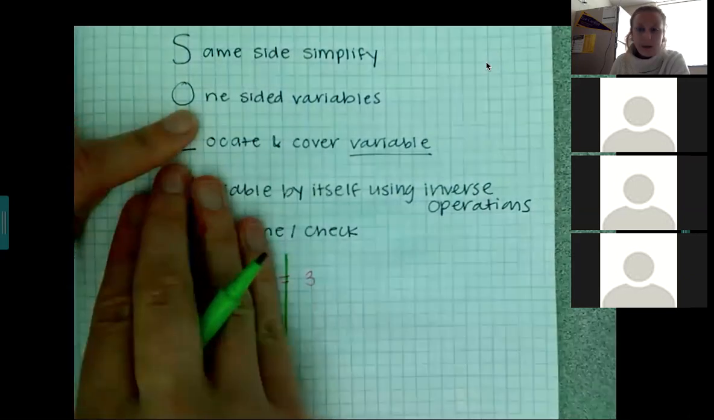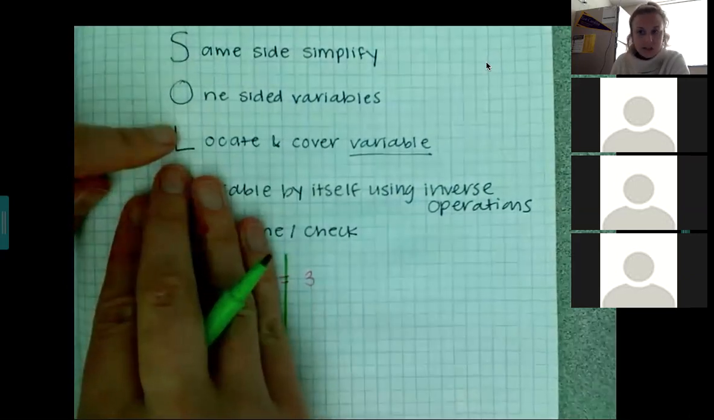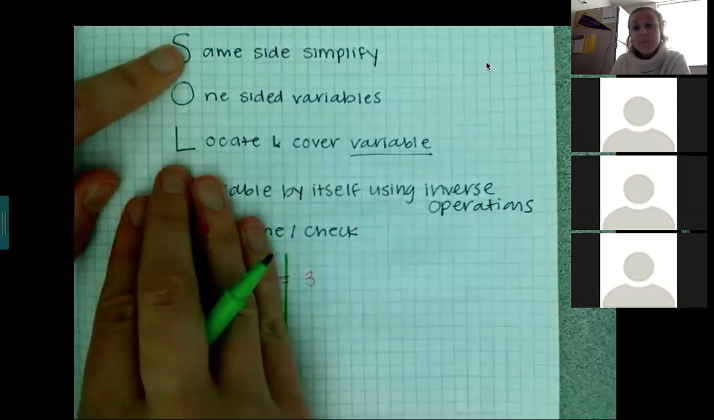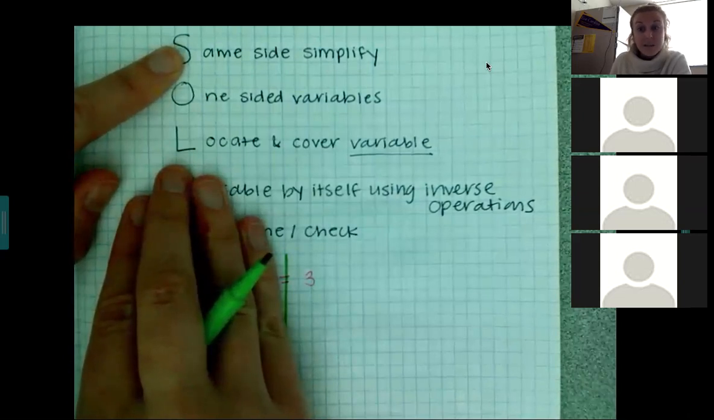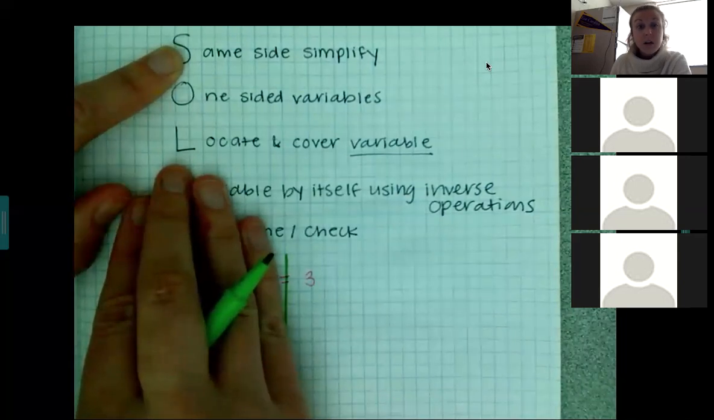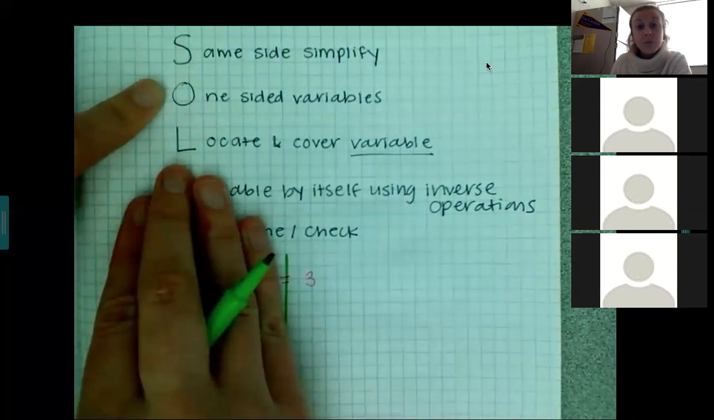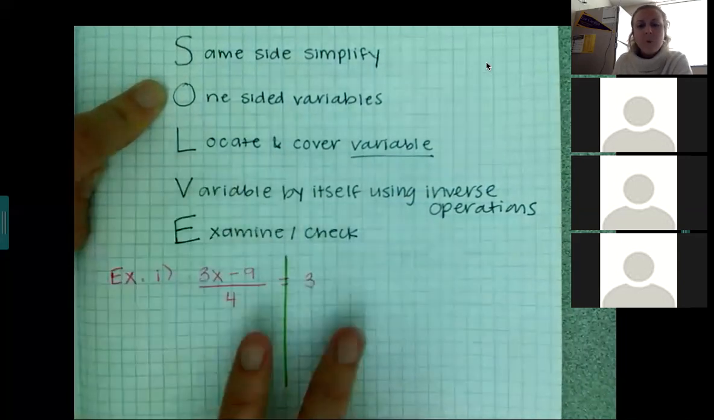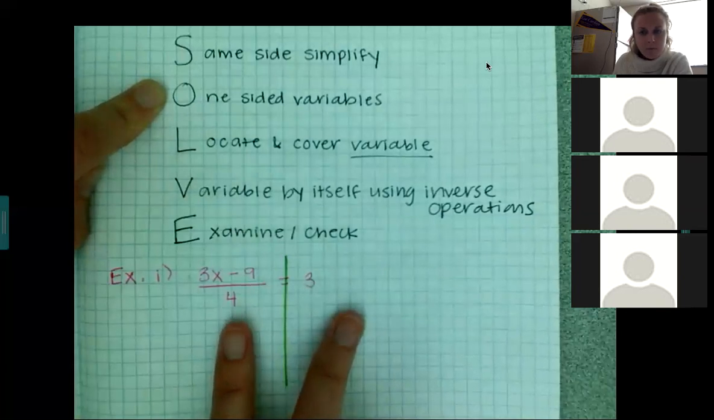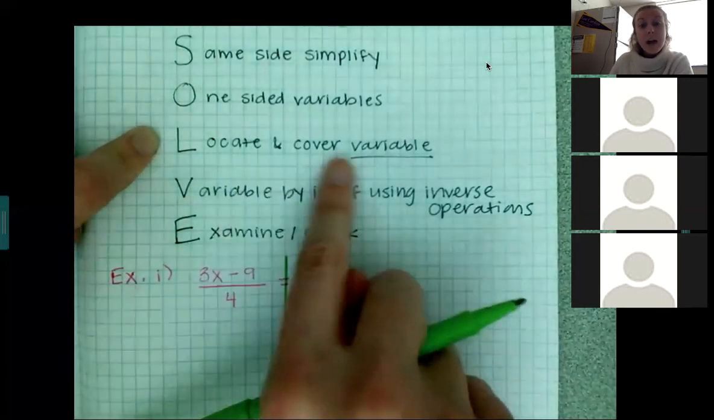So then you look at the right. Well, we can't put anything with 3. It just says 3. So we can't same side simplify on this one, but on some of these next ones, we're going to be able to simplify first, okay? So now I want to try to get the variables on one side. Do I have more than one variable? No. So that doesn't apply to this one either. So let's skip on down to the L. Locate and cover the variable.